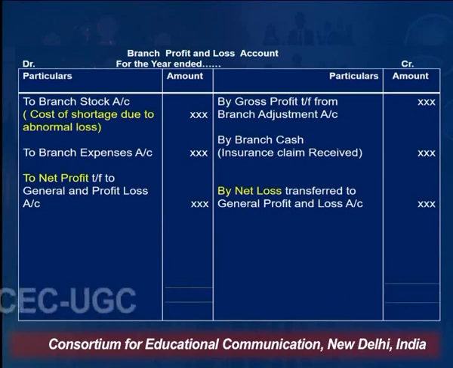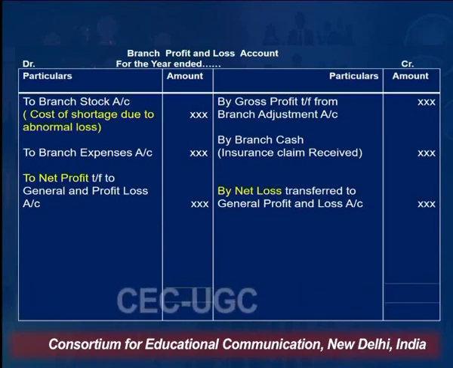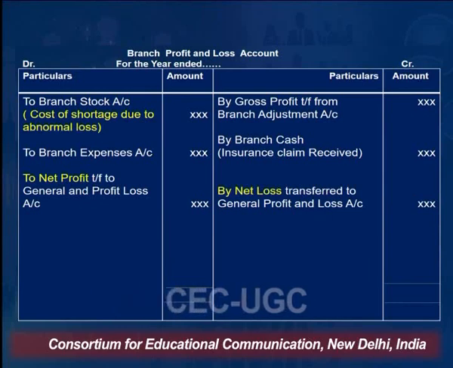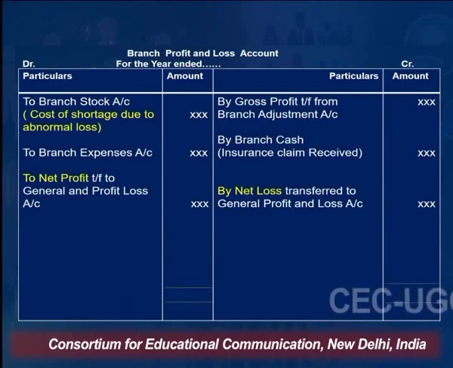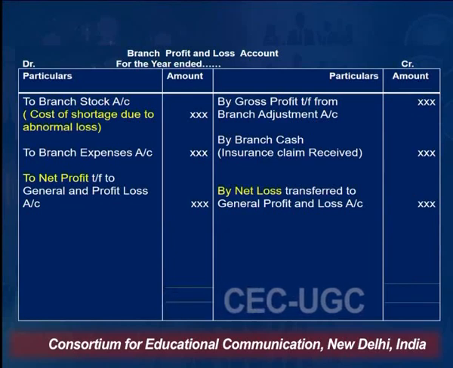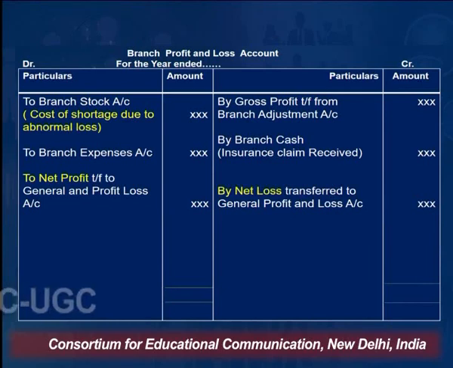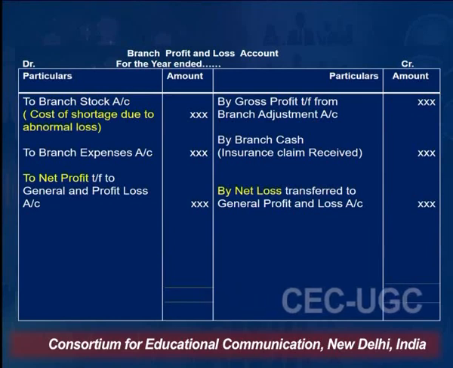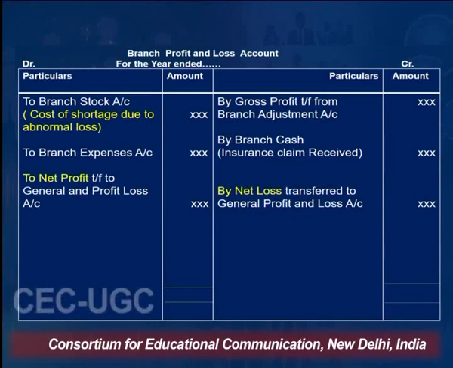So how to prepare this branch profit and loss account? The first thing which comes to our mind is what is the nature of this branch P&L account. The branch P&L account is nominal in nature, and any account whose purpose is to calculate the profit is nominal in nature. So how to prepare this account? All the branch expenses are to be shown on the debit side. If any abnormal loss is given, which we have shown in the branch stock, it has to be shown here, but only the cost part. The loading part will always be shown in the branch adjustment account.